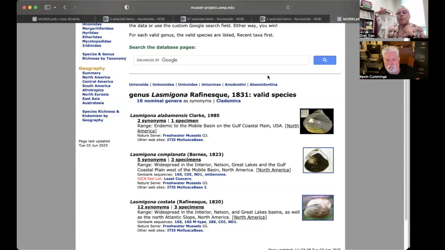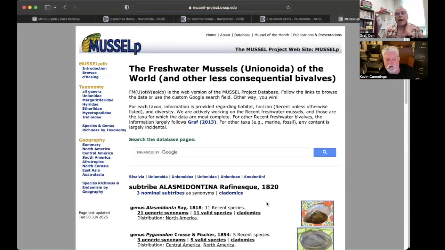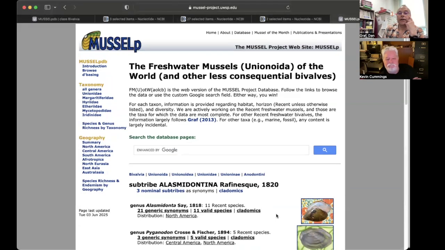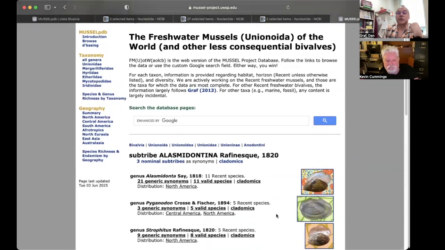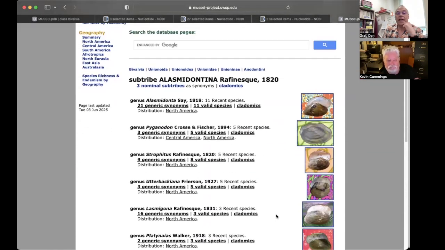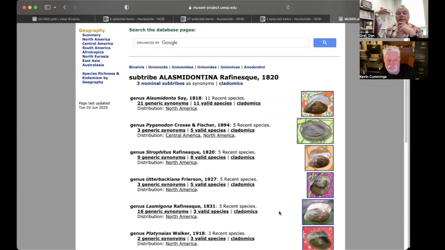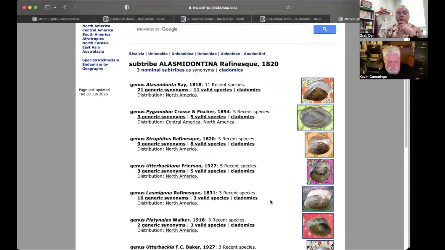So if we just back up one level right here. Lasmigona, not Lampsilis. Go ahead. All right, Lasmigona. Thank you. Lampsilis isn't monophyletic either. Right. If we back up a level here to the tribe that it belongs in, you can see what we've got going on here. Lasmigona is listed here with its 3 species.